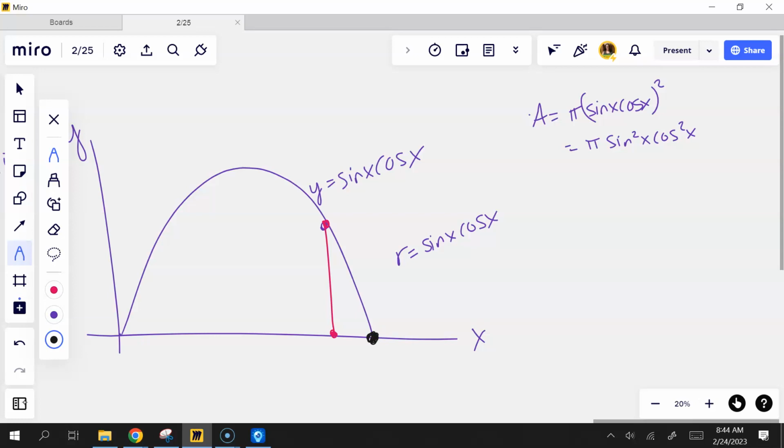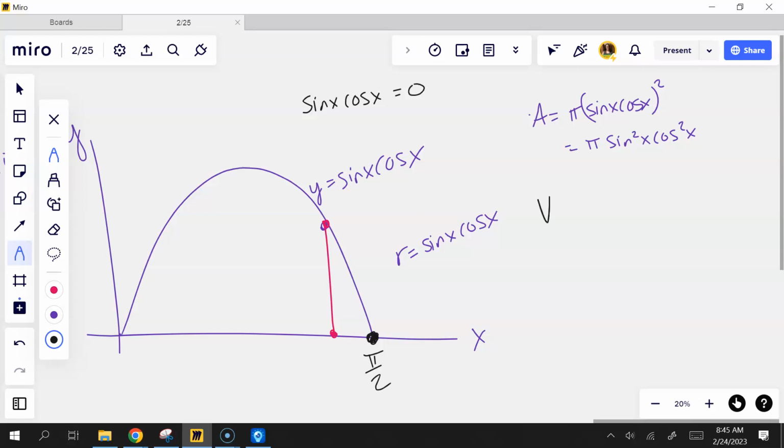I can graph it. Do I know where sine x cosine x equals 0? When either one of them equals 0. So where's the first place after 0 that either one of them equals 0? Pi over 2. Does that make sense? As long as one of them is 0, it's going to equal 0. The first place that happens as I click around is pi over 2.